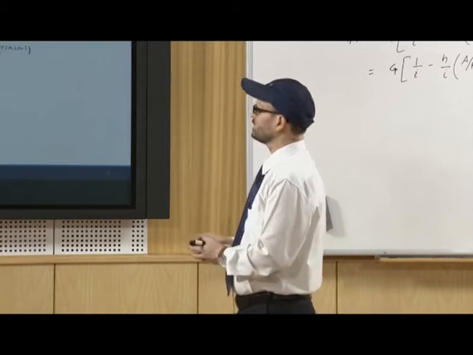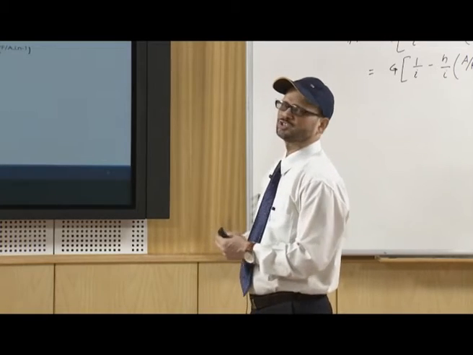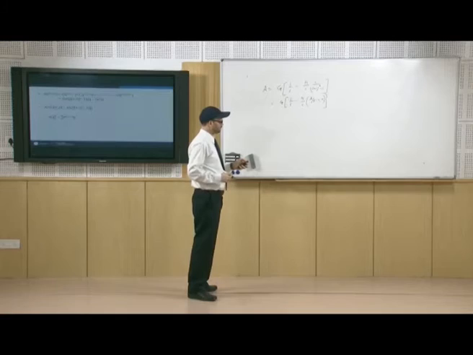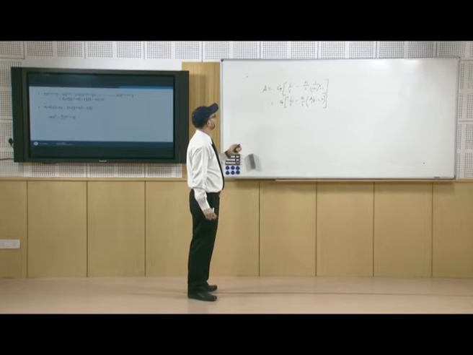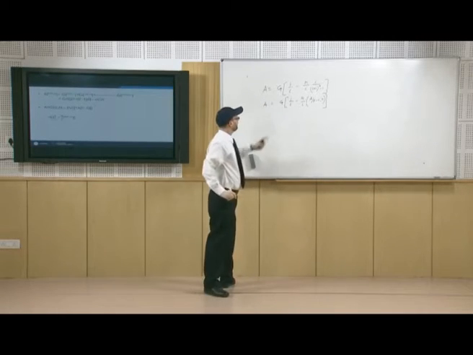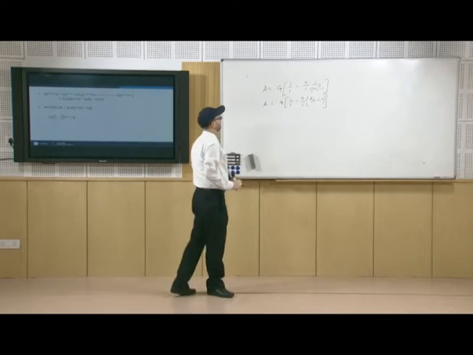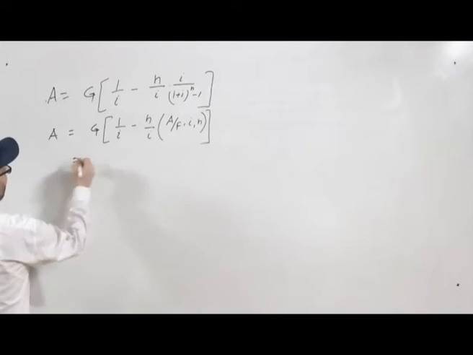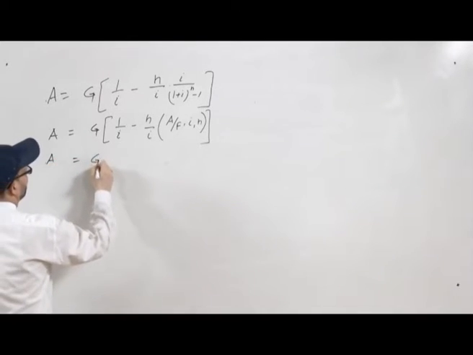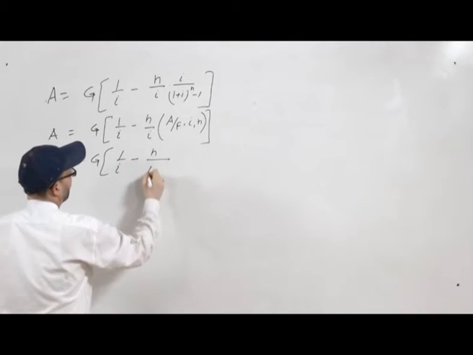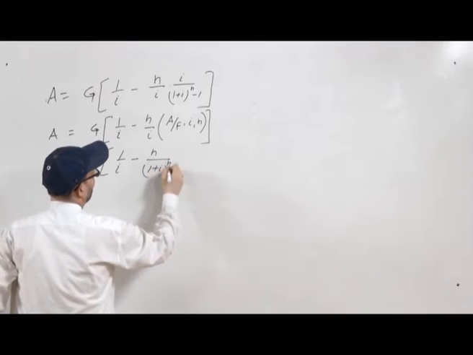Now, let us discuss a problem based on these type of gradient series factors. So, what we have seen is that we have A as a function of g 1 by I minus n by I A by F I n, or you can also write it as g 1 by I minus n by 1 plus I to the power n minus 1.